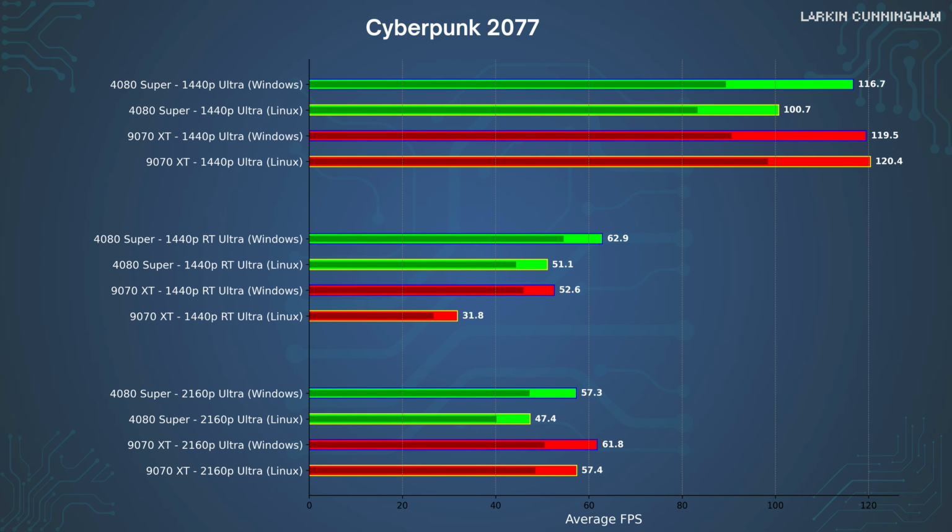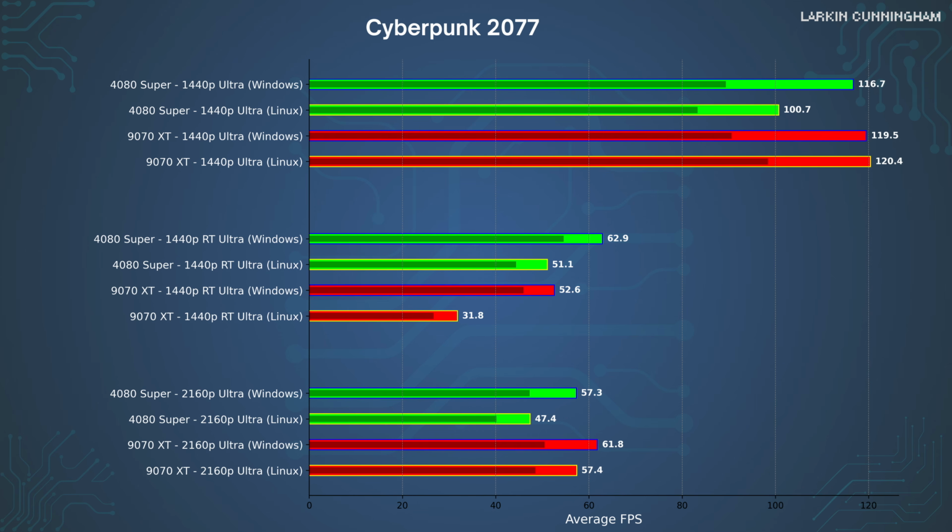And I wanted to use the built-in benchmark so that I could get kind of consistent results from one run to the next. Now if we do look at the results I was able to benchmark, we'll see that at 1440p Ultra there's probably a little bit of CPU bottlenecking going on, but we do see that the 9070 XT on both Linux and Windows is getting us around 120 FPS, and it's edging out the 4080 Super, particularly on Linux, which is a very promising result for the 9070 XT, particularly on Linux.